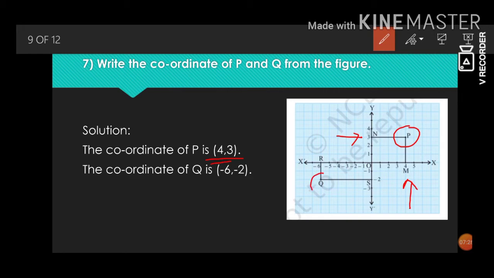For Q, you can see it is in the third quadrant, where the value of x is minus 6 and the value of y is minus 2. So first we are going to write the x coordinate, that is (minus 6, minus 2). So this is how we write the coordinate of a certain point: first the x coordinate and then the y coordinate.